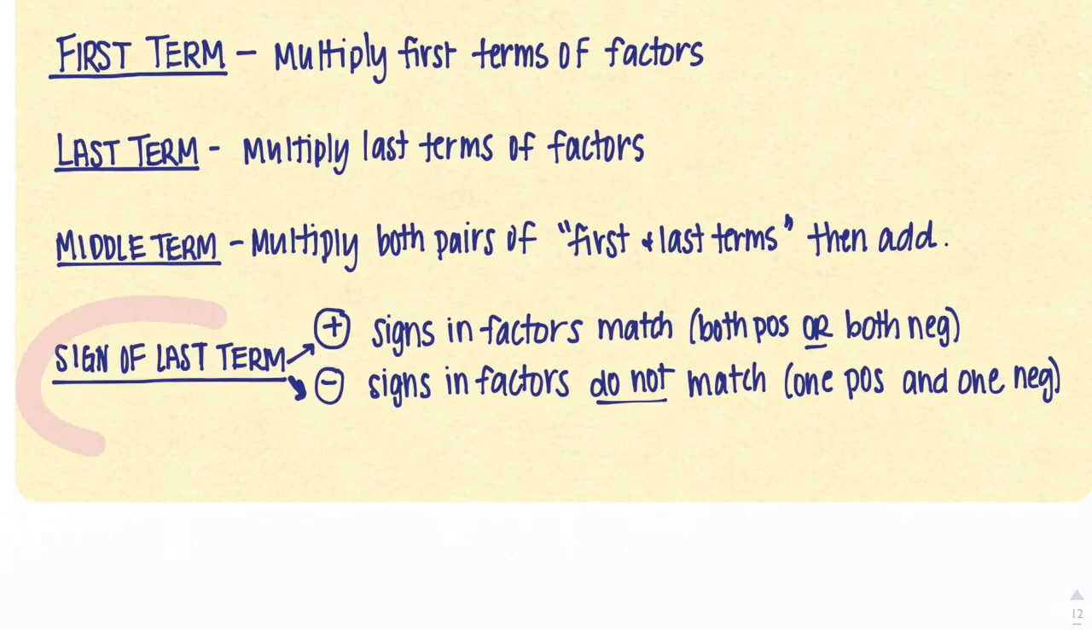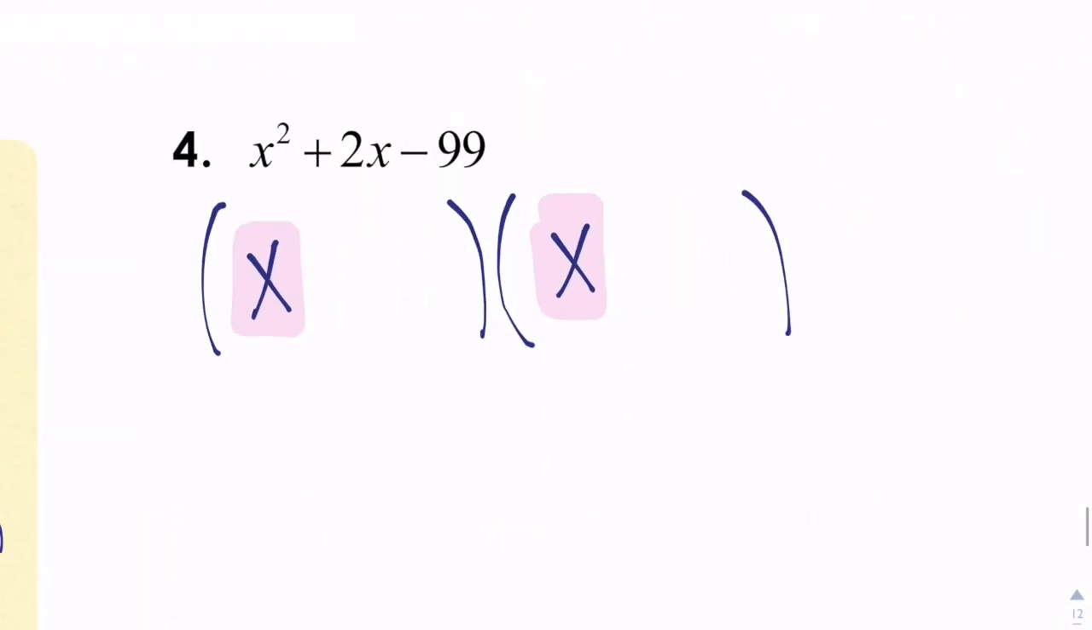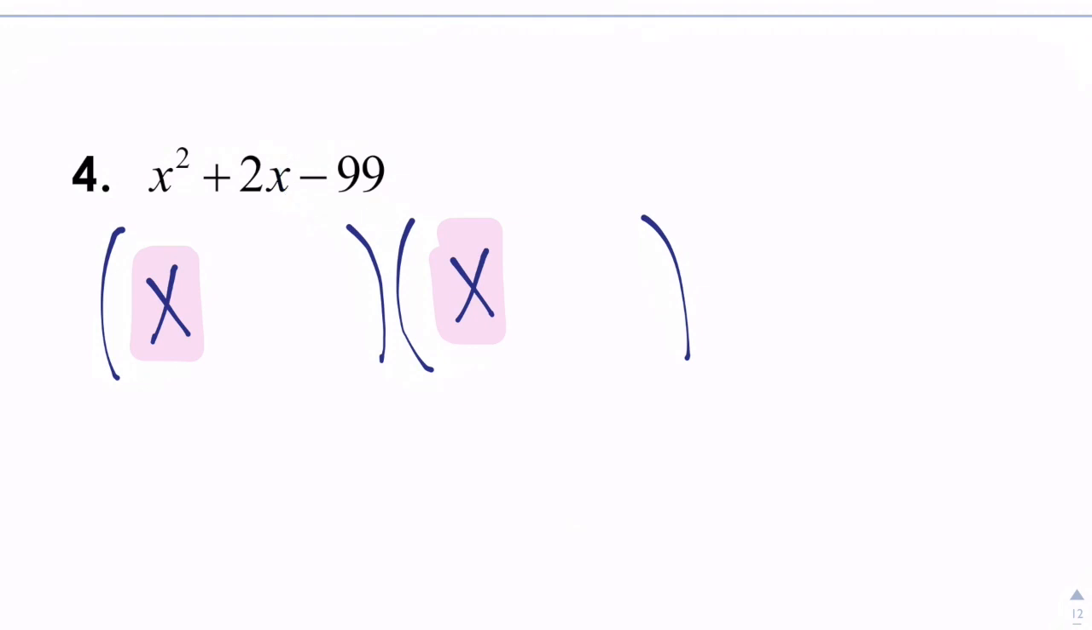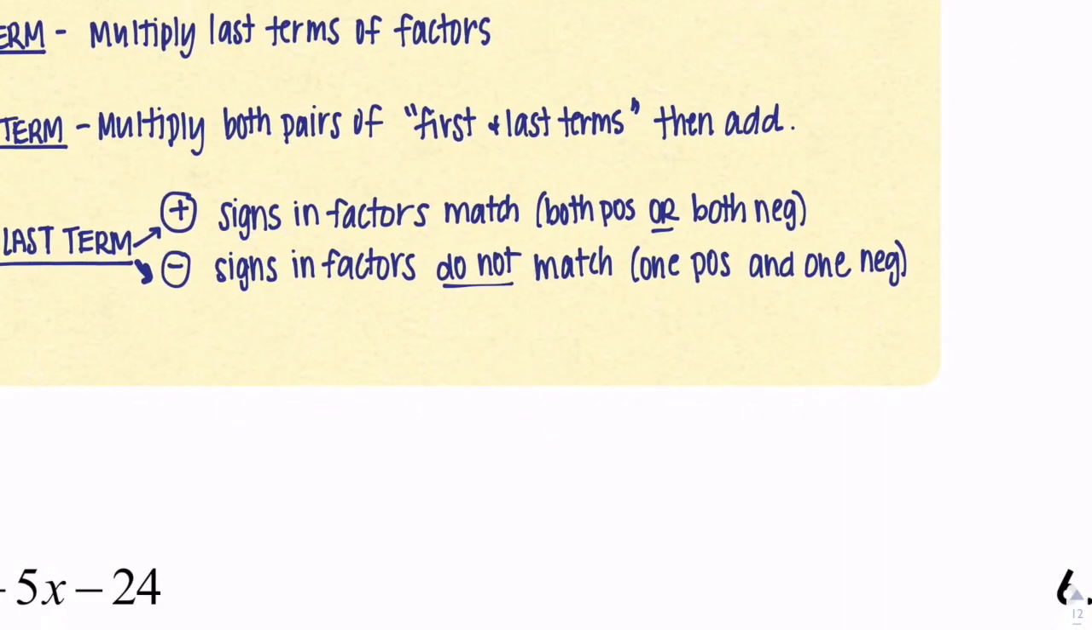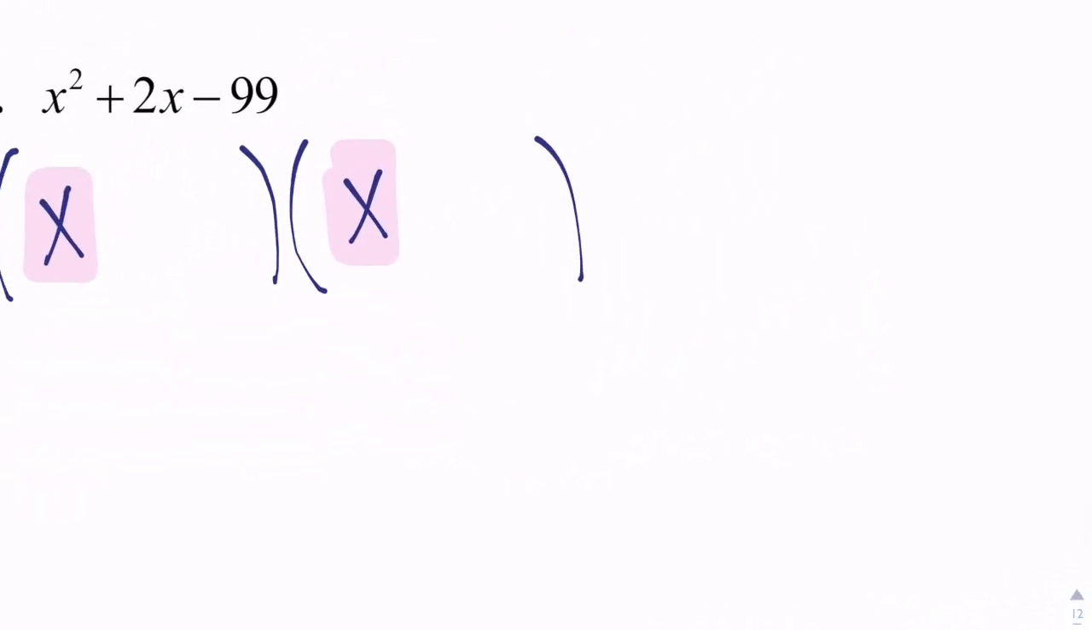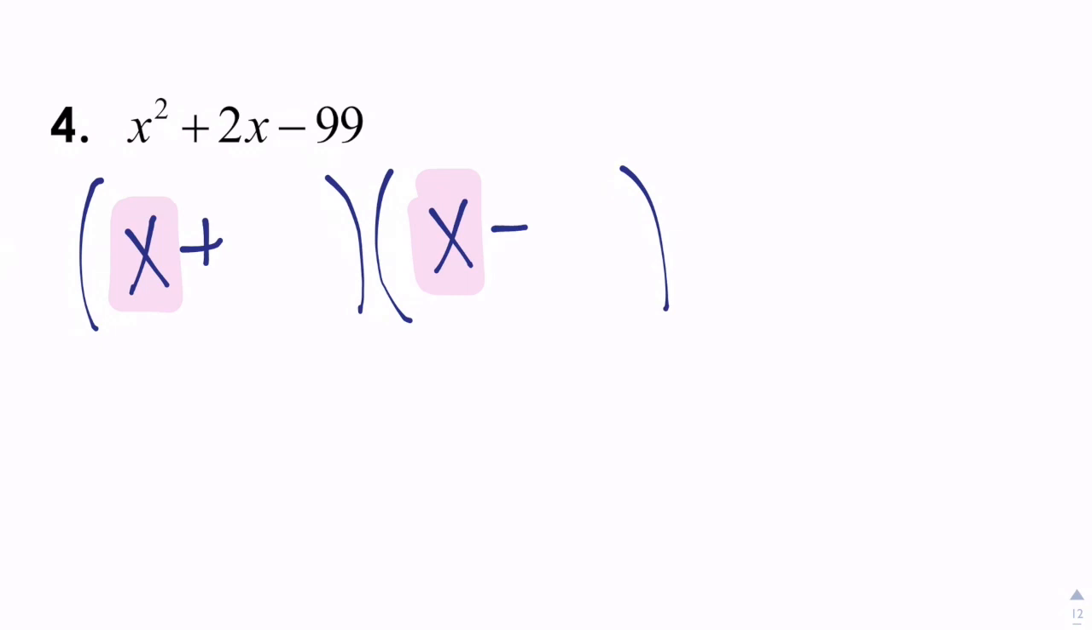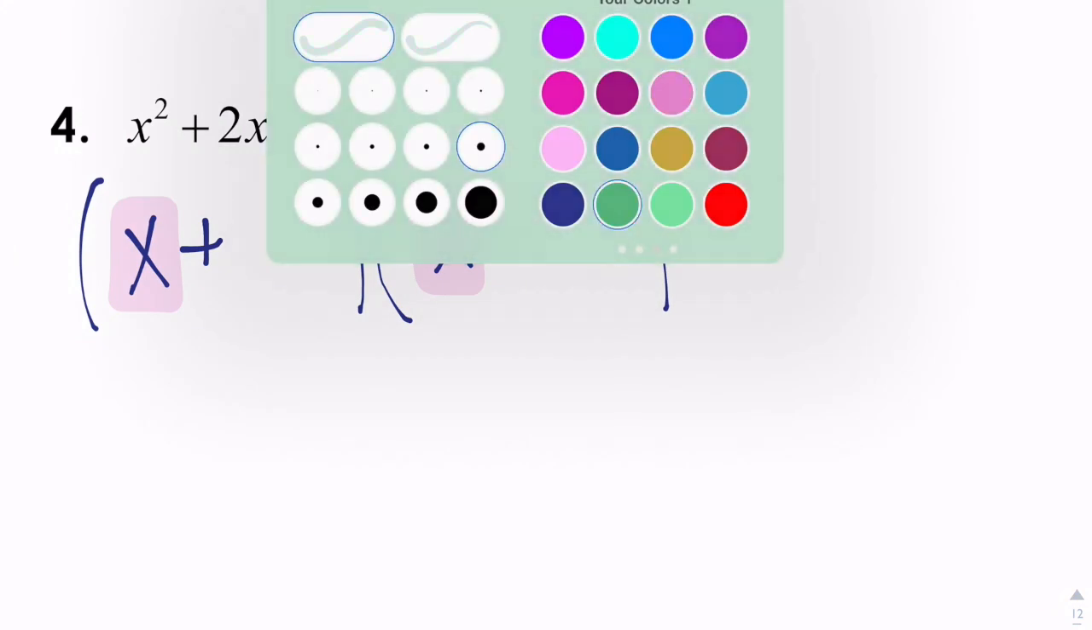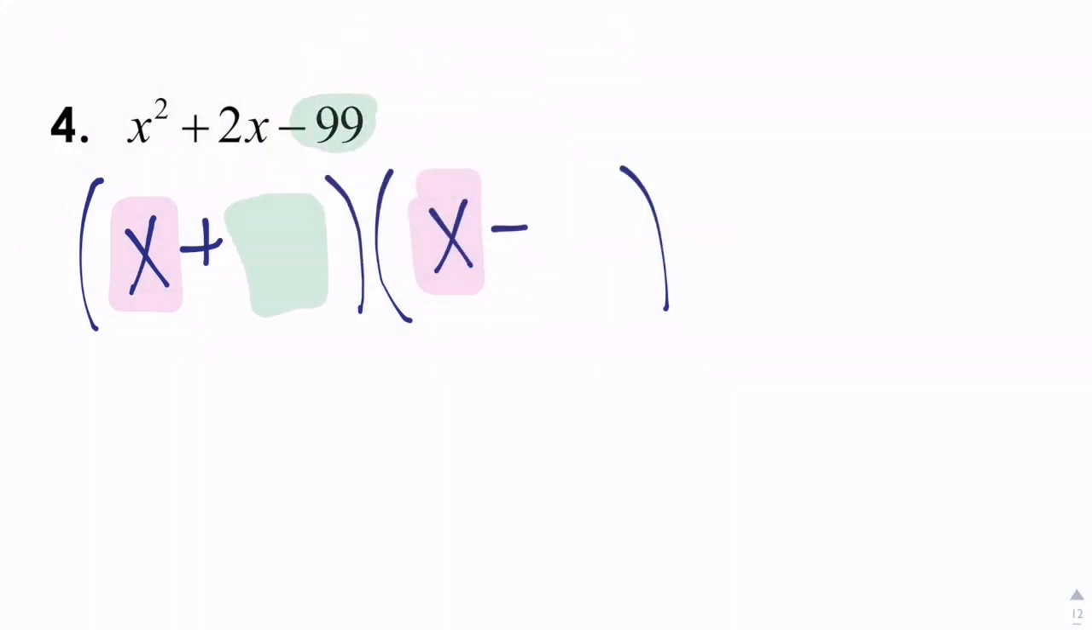But before we get to that, let's talk about the sign of the last term. Our last term here is negative. And according to this, if my last term is negative, that means the signs of my factors are not going to match. So one's going to be positive and one's going to be negative. Now let's list out my factors of 99, because remember, my last terms multiplied together have to equal the last term of my polynomial. So my factors of 99 are 1 and 99, 11 and 9, 3 and 33. I think that's about it that I can think of right now.